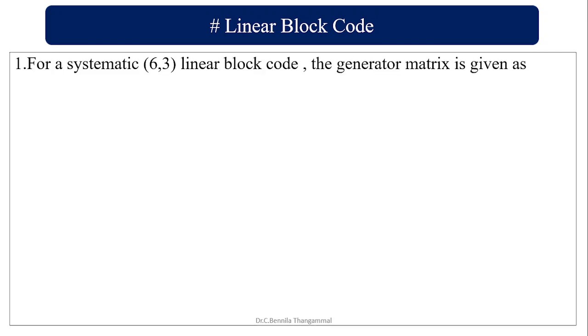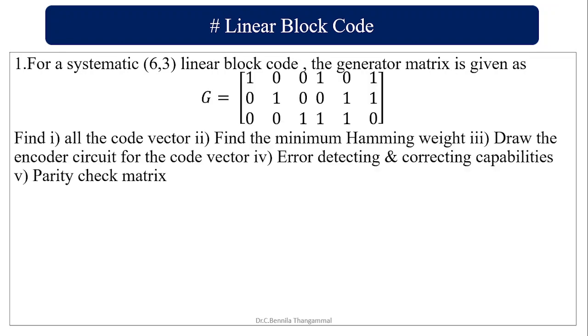For a systematic (6,3) linear block code, the generator matrix is given this way. Number 1, find all the code vectors. Number 2, minimum Hamming weight. Number 3, draw the encoder circuit for the code. Number 4, error detecting and correcting capabilities. And then the parity check matrix. So we'll solve one by one.